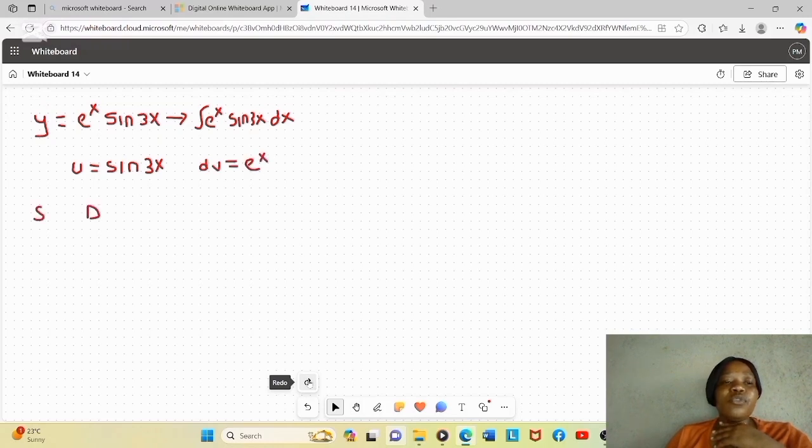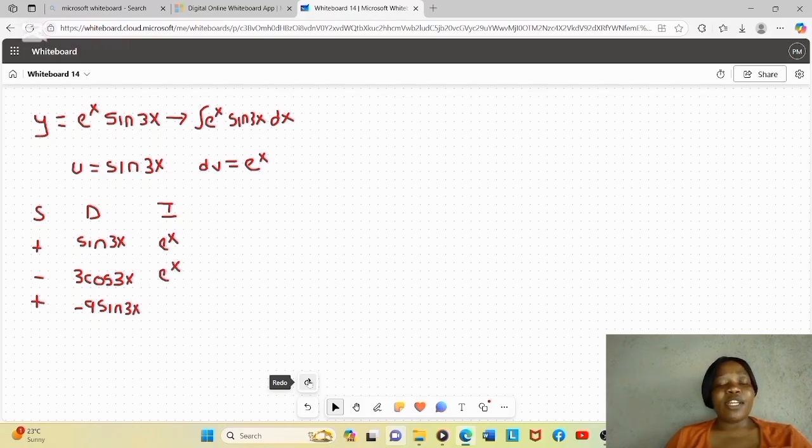Here we still use the tabular method. Then we have our signs: positive, negative, and positive, and so forth. Then our u is equal to sin 3x. When we differentiate sin 3x, we get the positive 3 cos 3x. Then when we differentiate the 3 cos 3x, we get the negative 9 sin 3x. Then our dv is equal to e to the power x. When we integrate e to the power x, we have e to the power x. When we integrate what we obtained, we have e to the power x.